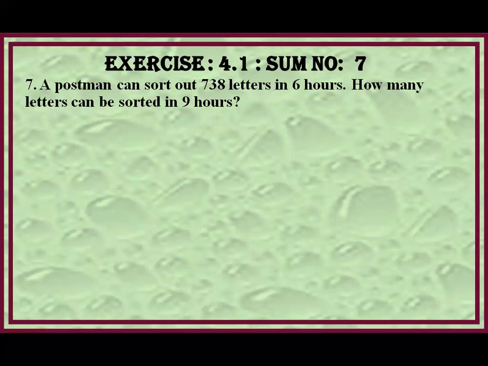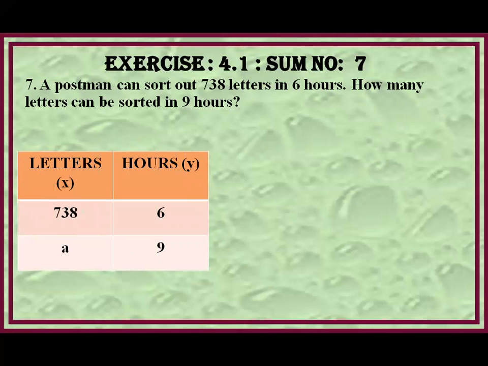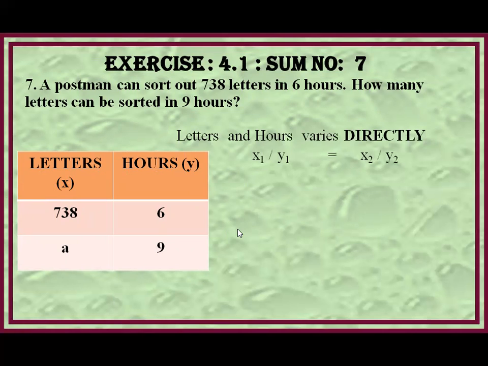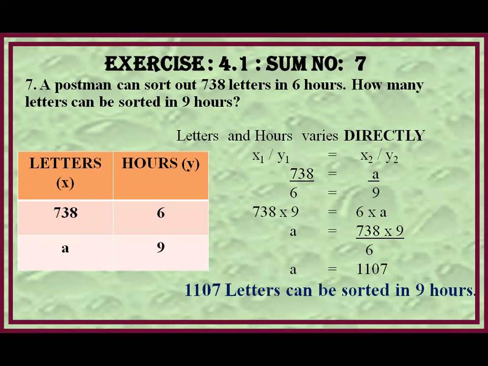A postman can sort out 738 letters in 6 hours. How many letters can be sorted in 9 hours? So when the time increases, even the number of letters sorted will be more. So letters and hours vary directly. So the value of A is 1107. So 1107 letters can be sorted in 9 hours.